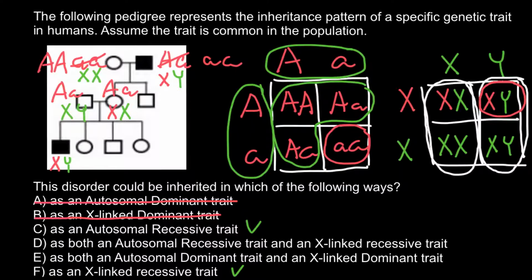Both as an autosomal recessive trait and an X-linked recessive trait, this genetic disorder can be inherited. So our answer would be answer D. And answer E, both an autosomal dominant trait, we excluded this variant, and an X-linked dominant trait, we also excluded this variant. So as you see, the only correct variant would be answer D.